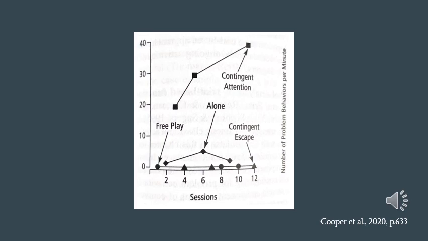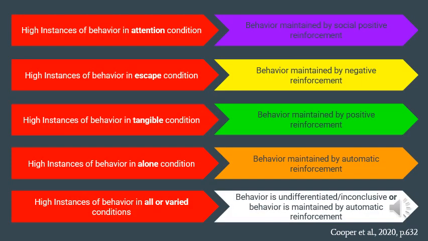So this is an example that I took from the Cooper book, chapter 27, page 633. As you can see here, the attention condition showed a lot more of the target behavior than free play, escape, or alone. What does that mean, you may ask?